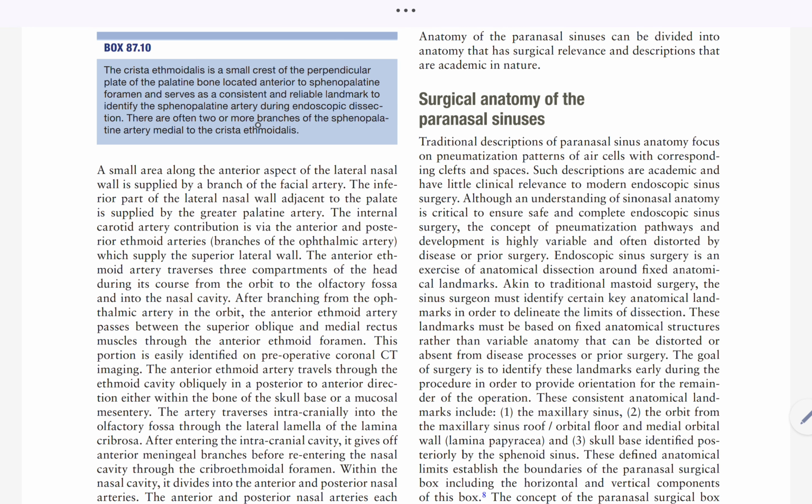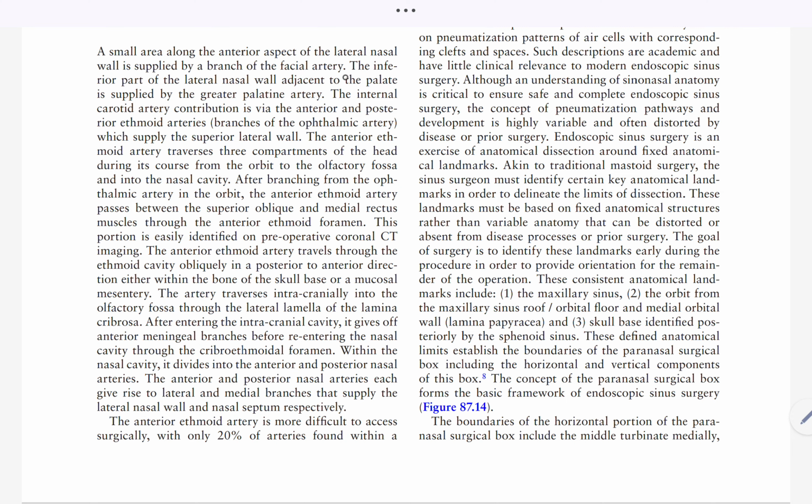A small area along the anterior aspect of the lateral nasal wall is supplied by a branch of the facial artery. The inferior part of the lateral nasal wall adjacent to the hard palate is supplied by the greater palatine artery. The internal carotid artery contribution is via the anterior and posterior ethmoid arteries, branches of the ophthalmic artery, which supply the superior lateral wall. The anterior ethmoid artery traverses 3 compartments of the head during its course from the orbit to the olfactory fossa and into the nasal cavity.